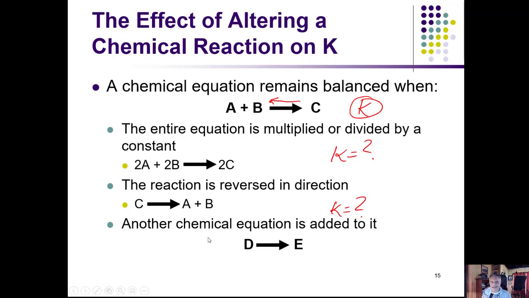What if we take another chemical equation and we add it to the original chemical equation? Well, if we do that, we're going to get a new K value, and we can make that determination based on the old K value. All right? So there's our new equation for which we'll have a new K value.